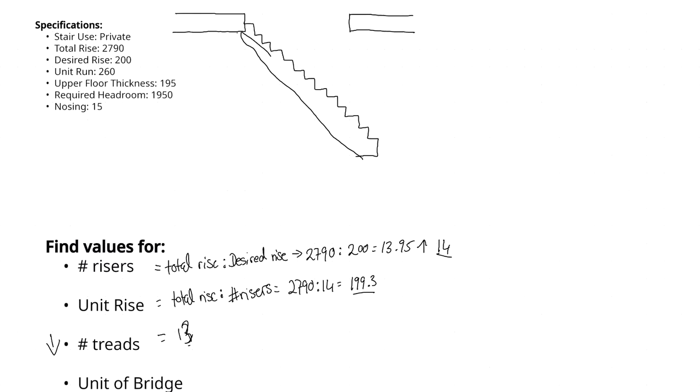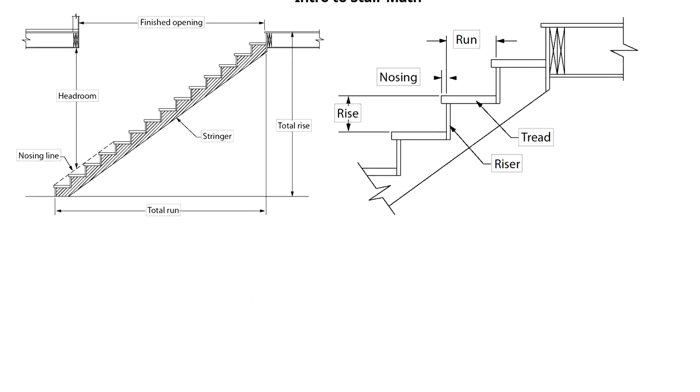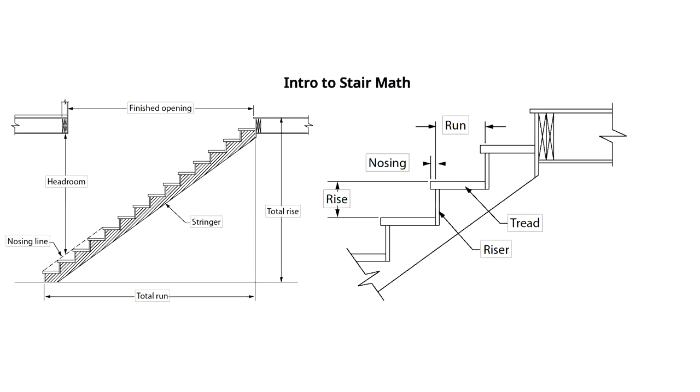Now, the unit of bridge, if we go all the way back up to where there is a good picture of our rise and our run, the unit of bridge lives right here. It's part of the nosing line, and that's what really makes up the nosing line. We have our unit rise, our unit run, and then unit of bridge, which goes right in between. You can see that this is a triangle and that the unit of bridge creates the hypotenuse of that little triangle, and that's exactly how we calculate it.